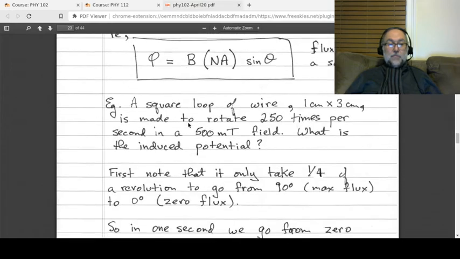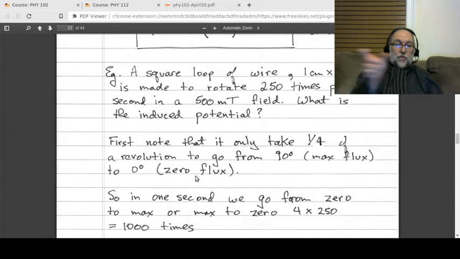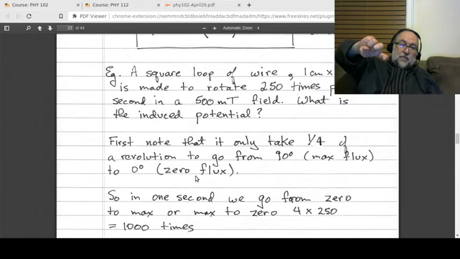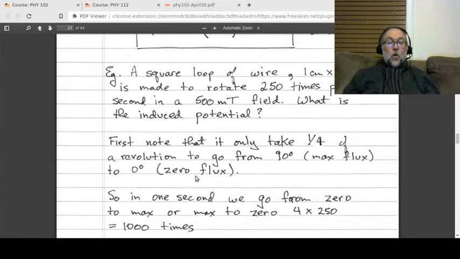Over here in our problem, the first thing we're going to note is that it only takes a quarter of a revolution to go from 90 degrees, which is your maximum flux, to 0 degrees, which is your minimum flux, or vice versa. That's only a quarter of a revolution. Here's a half of a revolution, then the 3/4, and then finally you're back again. So every quarter revolution, you're either going from 0 to 90 or 90 to 0.